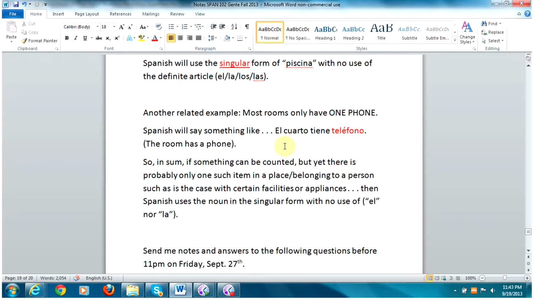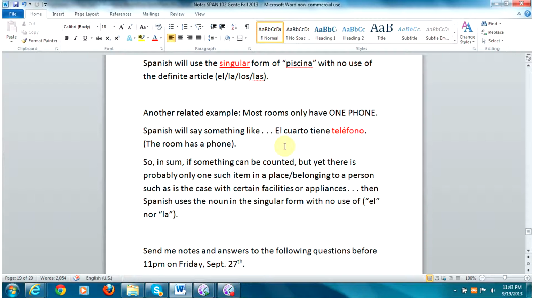Another related example. Most rooms only have one telephone, one phone. So in Spanish we would say el cuarto tiene teléfono. The room has a phone. Notice, teléfono. It's in the singular and there's no el or la in front of it. So in sum, if something can be counted, but yet there is probably only one such item in a place or belonging to a person, maybe it's a facility like pool, maybe it's an appliance, a dishwasher, then in Spanish we're going to put that noun in the singular and there's no use of el or la before that noun.